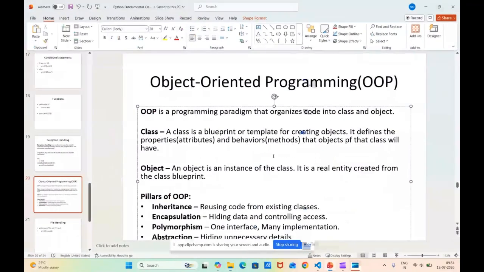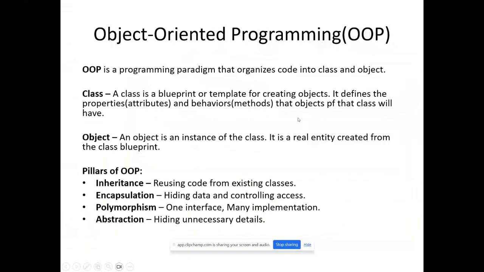Hi everyone. As part of today's session, I will cover object-oriented programming in Python. Object-oriented programming is one of the paradigms that organizes code into classes and objects. In object-oriented programming, classes and objects are two important things. To understand object-oriented programming, first we need to understand what is a class and what is an object.